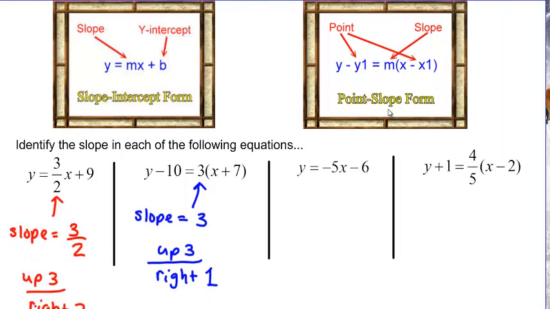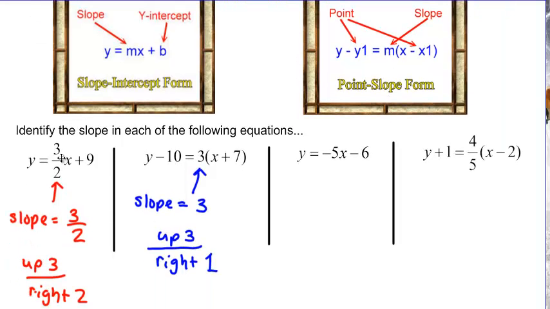If we compare that to our two equations on the left here, the first one's in slope-intercept form, so y equals mx plus b. Our m value is 3 over 2, so our slope is 3 over 2, which would tell us that this graph would move up 3 and right 2.